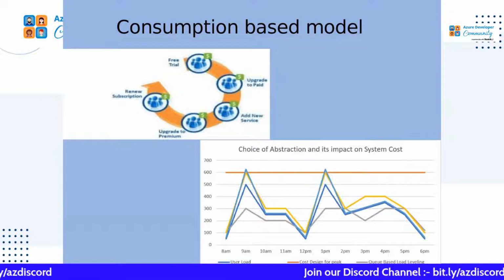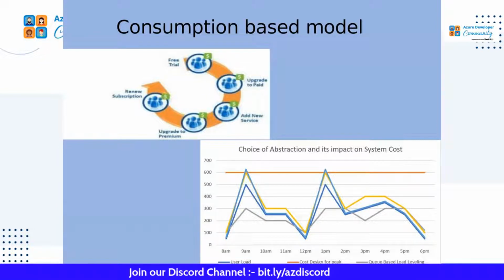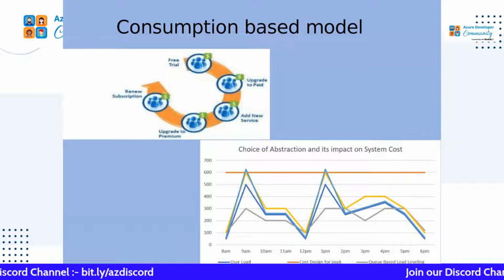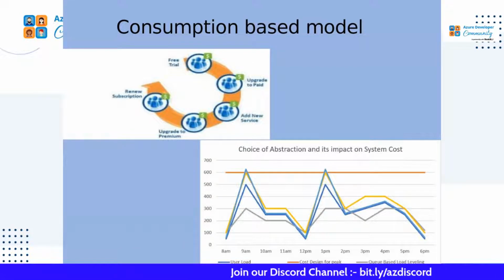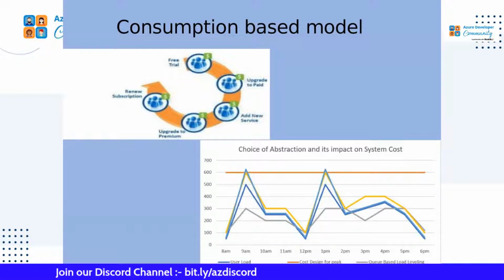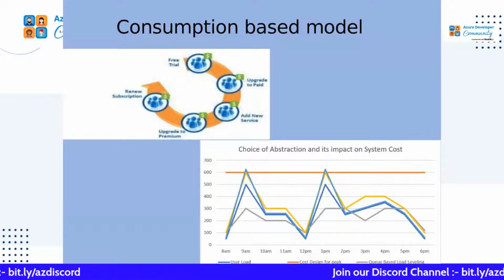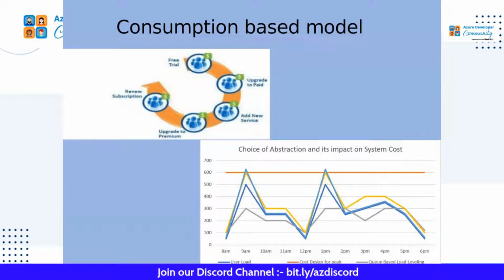Basically you can see a graph below. It shows the choice of abstraction and its impact on the system cost. What I'm trying to tell is, from 0 to 100, if you take 600 as the peak value of the services being used, from 8 to 6 p.m., if you check the graph, you always start with a fixed minimum level of performance and use architectural patterns.